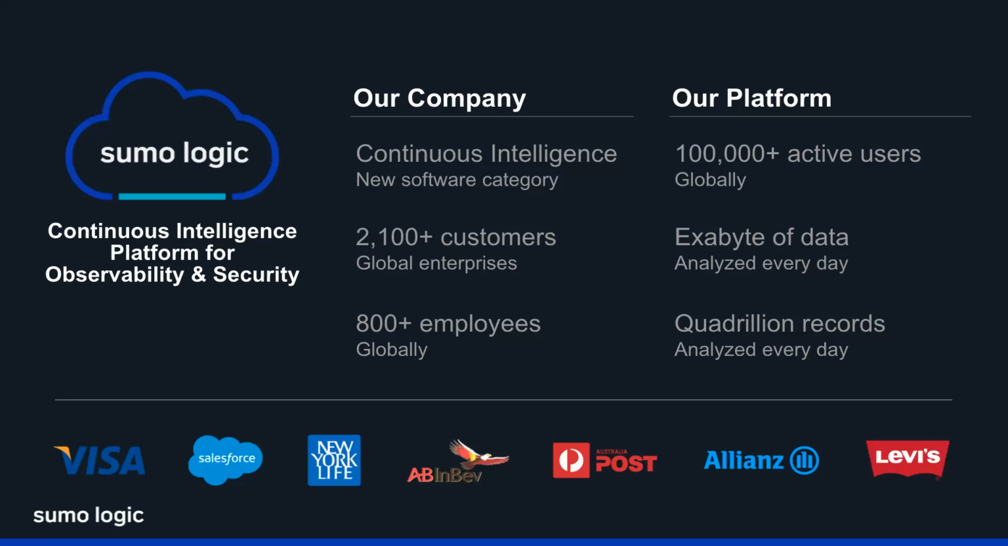Let us get started with Sumo Logic as a company. We are a continuous intelligence platform for observability as well as security. Founded in 2010, we have 2,100 plus customers across the globe, and we have 85% employees globally. As a platform, we have more than 100,000 active users globally, and we process exabyte of data analyzed every day, 1 billion records analyzed every day. We have numerous customers across the globe, like Visa and Salesforce, as a couple of notable customers.